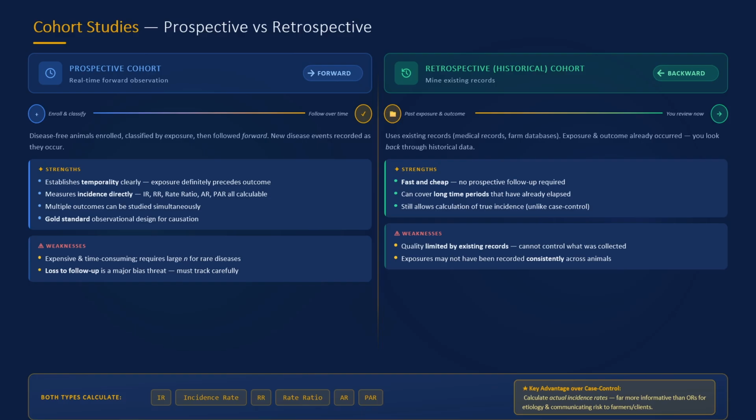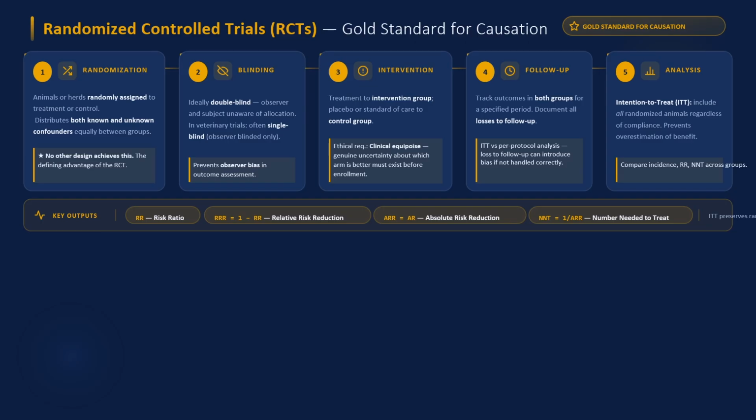Either way, the key advantage over case control is real incidence rates, which are far more informative than odds ratios, both for etiology and for explaining risk to a client. Randomized controlled trial, the gold standard for causation and the only design that handles unknown confounders.